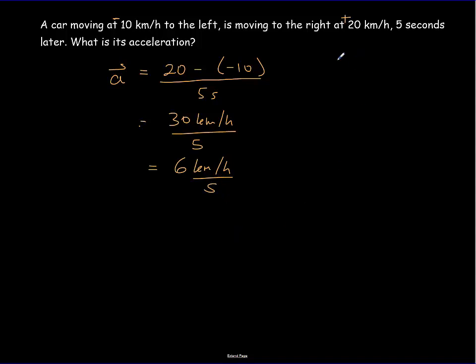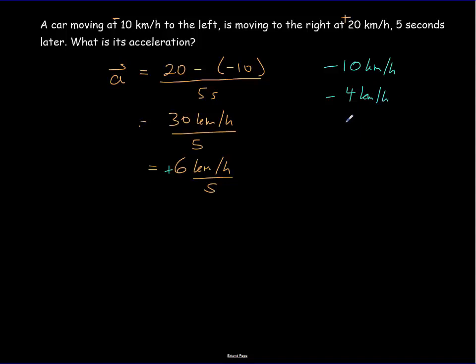So in other words, it started with a speed of 10 kilometers per hour to the left. Then we need to add 6 kilometers of speed to the right every second. So negative 10 plus 6 gives negative 4. So we would be going to the left at 4 kilometers per hour 1 second later.